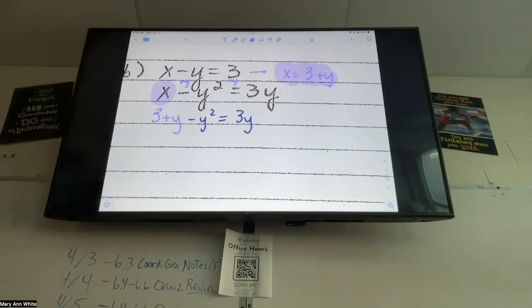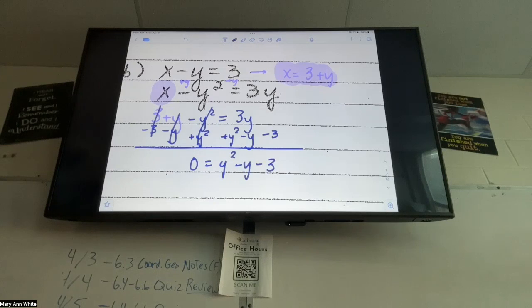Now on this one, I've got a lot of y's going on. I actually am going to move everything to one side so I will have a quadratic. And I like my y squared or my x squared or whatever squared to be positive. So I'm going to add that y squared to both sides. I'm going to minus my y from both sides. I can combine that with the 3y. So that's why I put it directly underneath. And then I'm going to minus 3 from both sides as well. So I get y squared minus y minus 3.